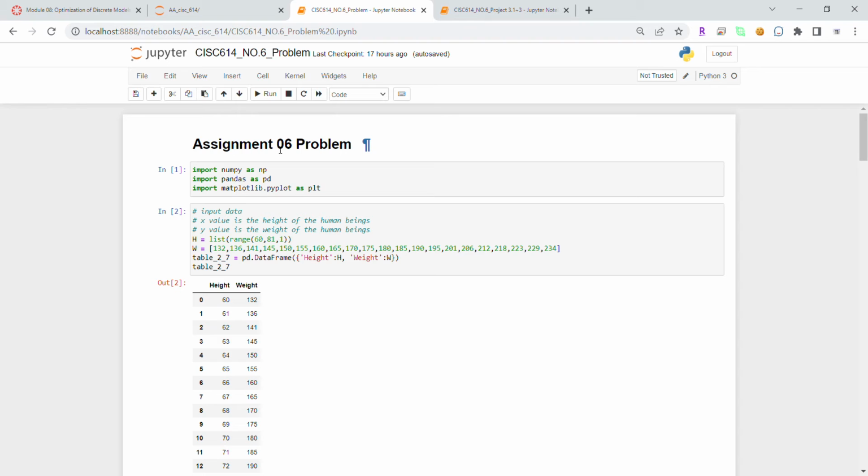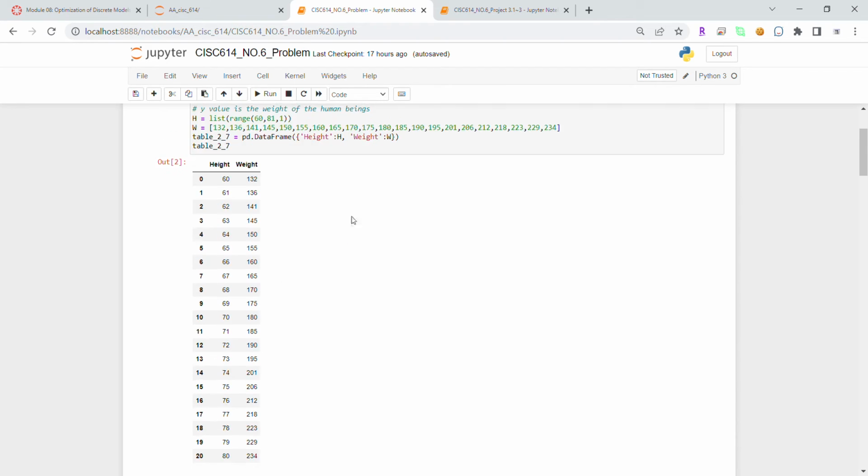So for the problem part, I'm going to talk about Table 2.7, which is the relationship of height and the weight of human beings. The x value is the height of the human beings, and the y value is the weight of the human beings in this table.